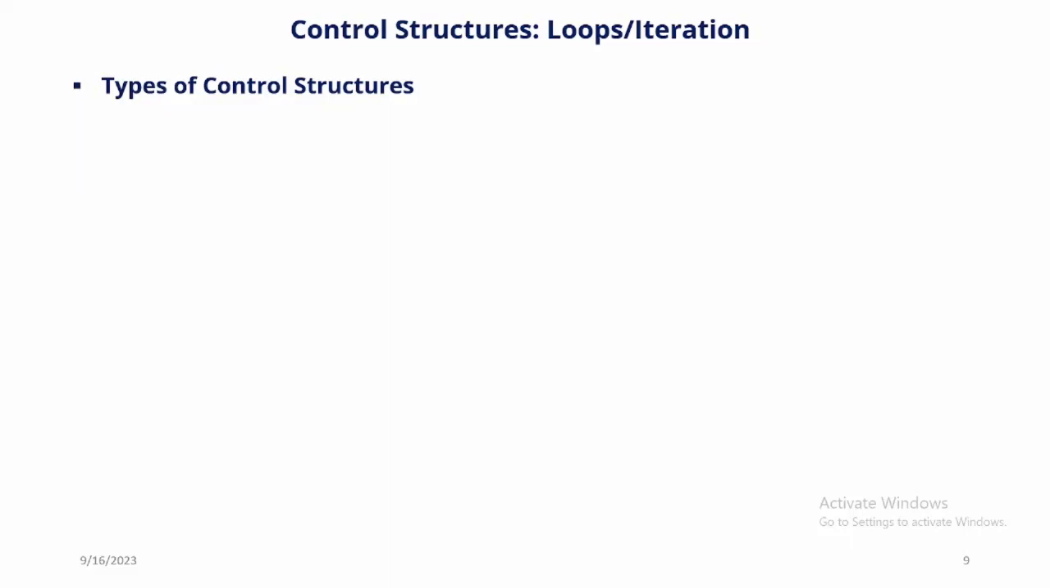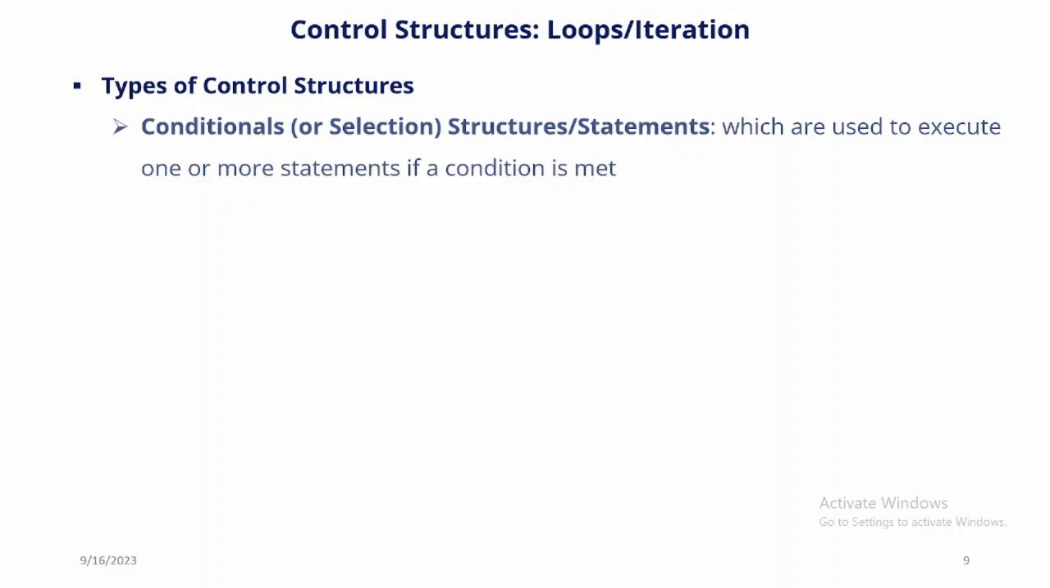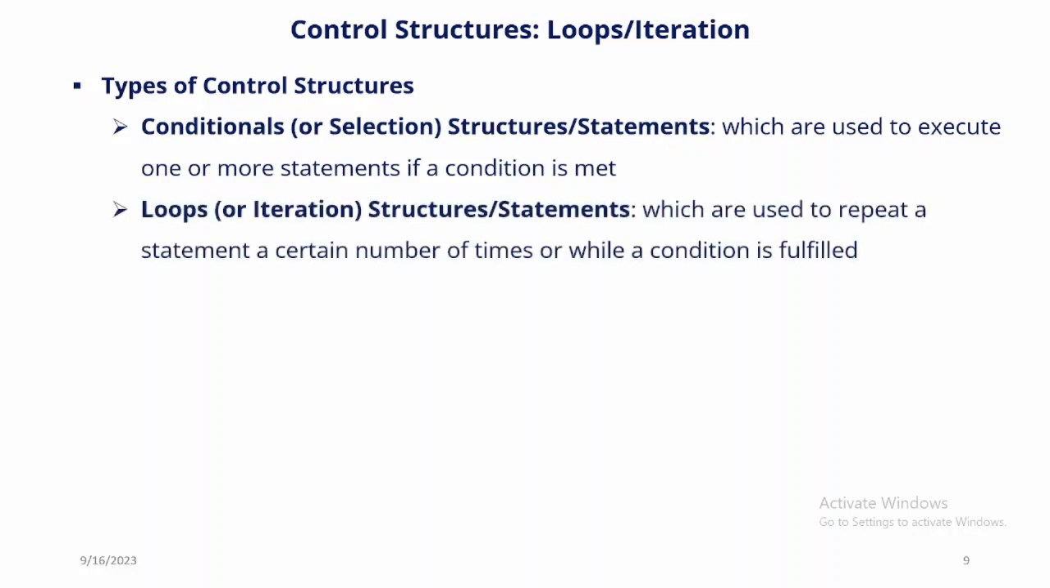Now let's go to loops proper. Recall from the last class we talked about the types of control structures. The previous class was on conditionals. We were talking about if statements. Now this class today is on loops, also called iteration control structures and statements. This kind of control structure is used to repeat a statement or a group of statements a certain number of times while a condition is fulfilled.